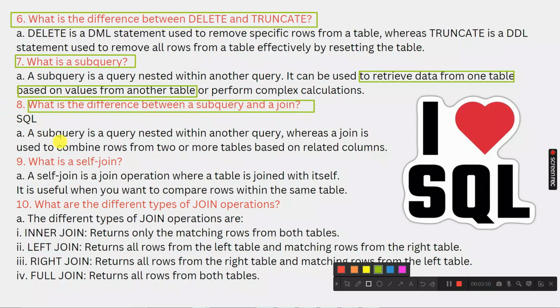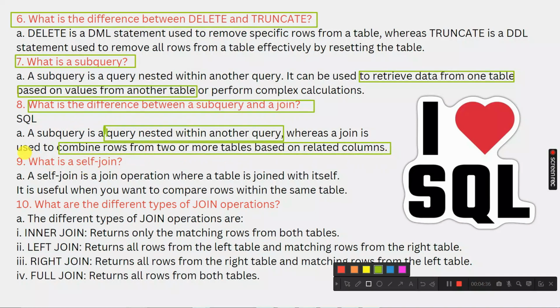In SQL, a subquery is a query which is nested within another query. It means whenever we are writing a query inside another query, that is called a nested query. Okay, whereas join is basically used to combine rows from two or more tables based on the related columns. Okay. This is the main difference between the subquery and the join.